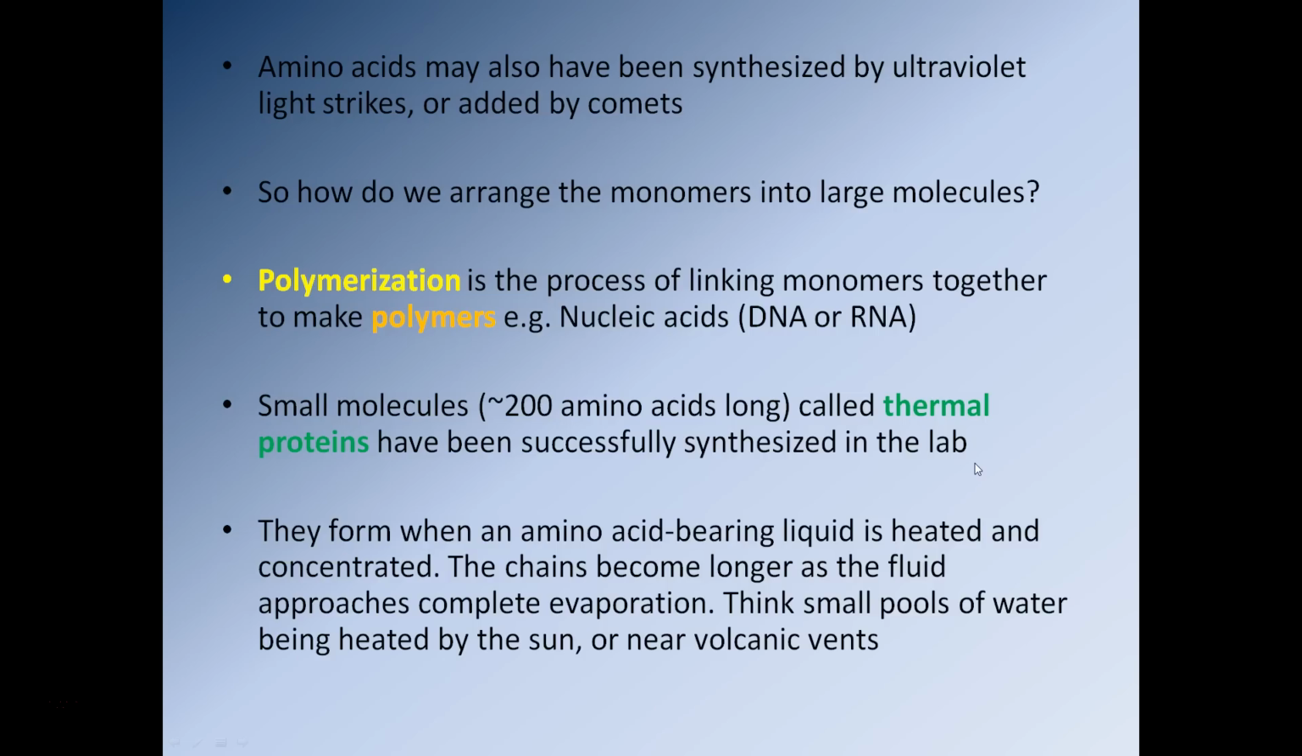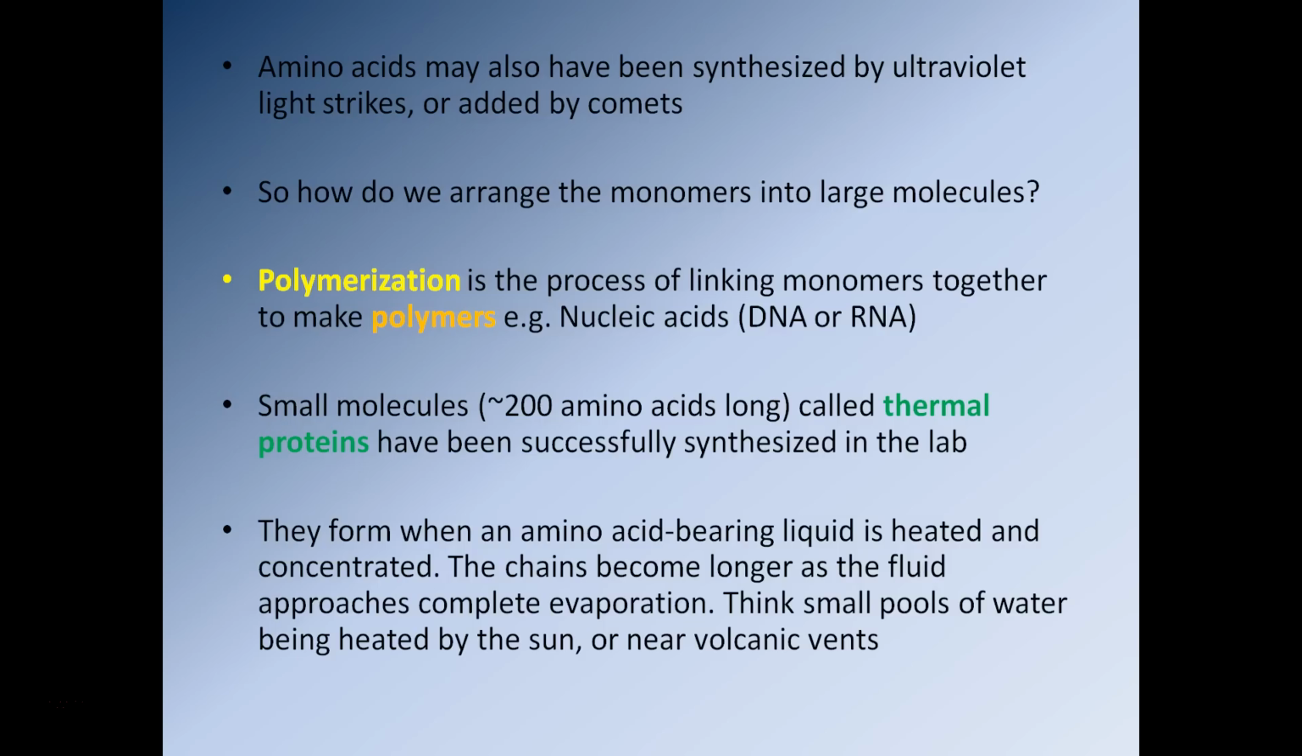So amino acids may also have been synthesized by ultraviolet light strikes, or possibly by addition from comets. So we have some good evidence to suggest that the ice that makes up a comet is not only water ice and carbon dioxide ice, etc. There will also be large quantities of amino acids mixed in with all of that material as well. So that will have also helped to add amino acids onto the surface of the Earth during this very early period. So okay, we can make monomers quite easily.